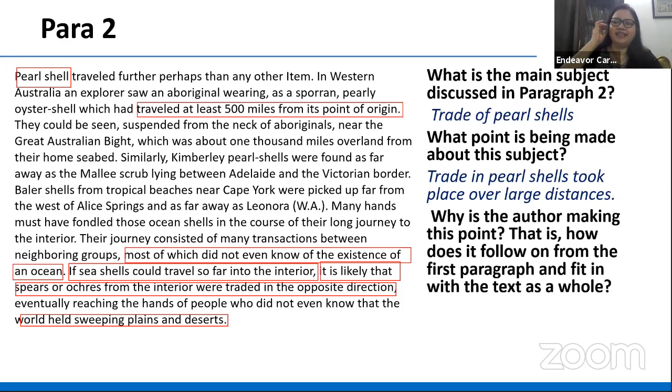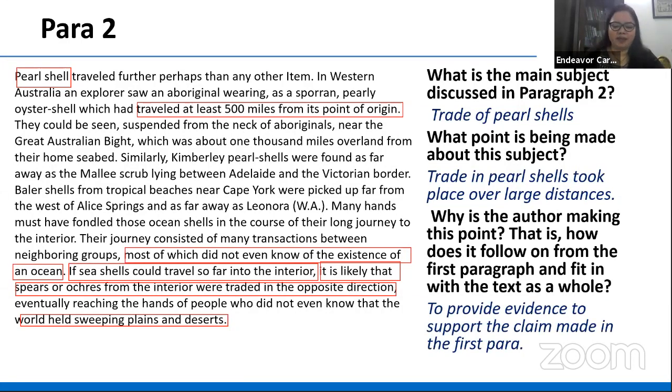And why is he saying this? How does it fit in with the text or with the passage as a whole? This is the concrete data to prove his hypothesis in the first paragraph. What was his hypothesis? What was the stand that he took? That look, the aborigines traded with distant lands, and you can't therefore call them backward. They were far from backward, because generally people who trade with distant lands, you regard such people as advanced. That is your general parameter, right? So this is how it fits in to provide evidence, okay?